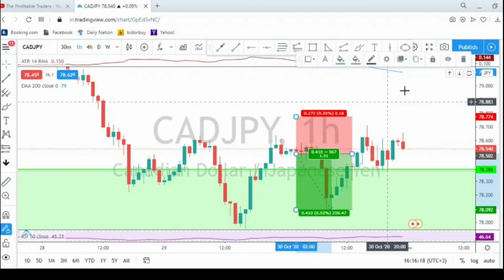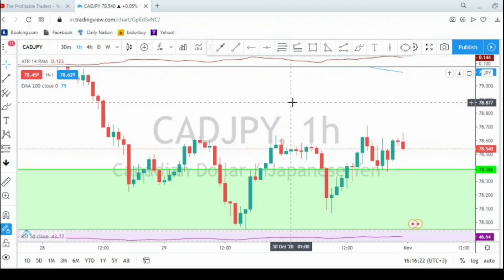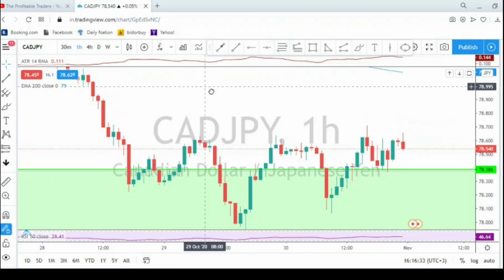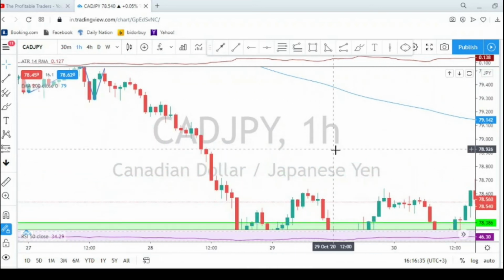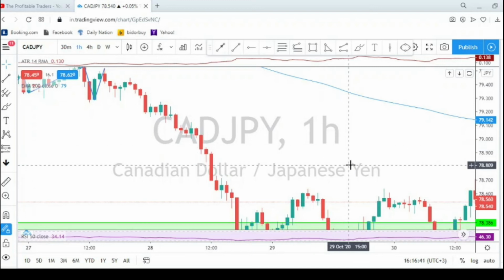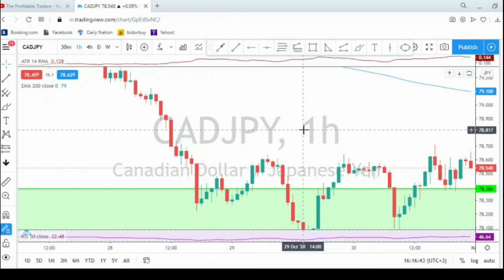So this strategy, just like any other strategy, there's no strategy which is 100% accurate. It has losing streaks and it has winning streaks as well. But if your winning percentage is higher than your losing percentage, then the strategy is profitable. Or if your risk to reward ratio is so favorable, then that strategy is profitable.